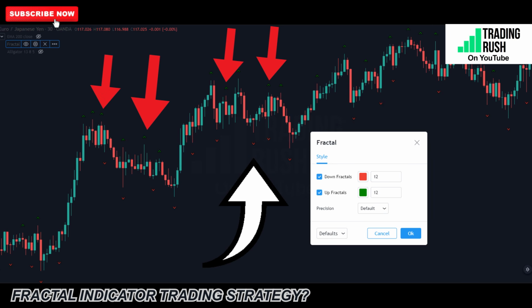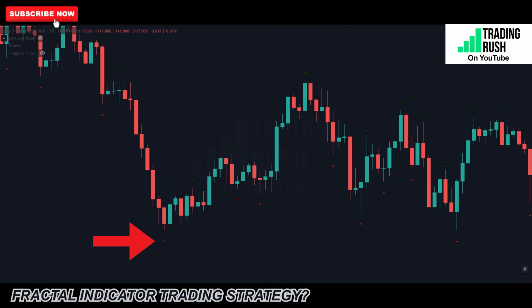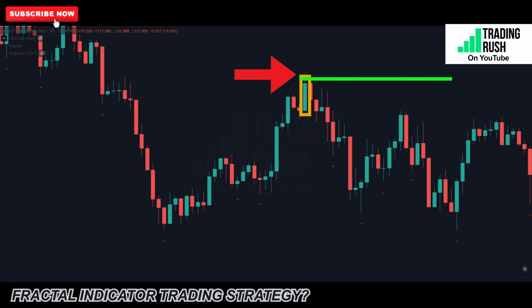According to the fractal indicator, when a red arrow appears below the candle, the low that the candle has created can be an important price level. In simple words, the low of the candle could be a potential support. Similarly, when a green arrow appears above the candle, the high that the candle has created can be an important level. In simple words, the high of the candle could be a potential resistance.